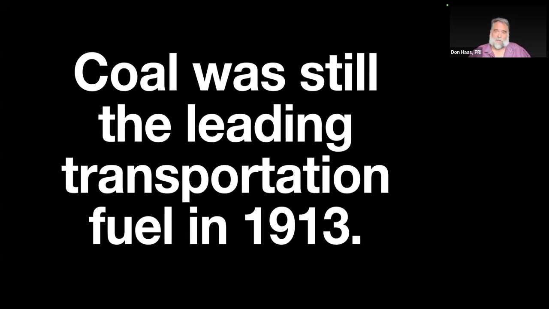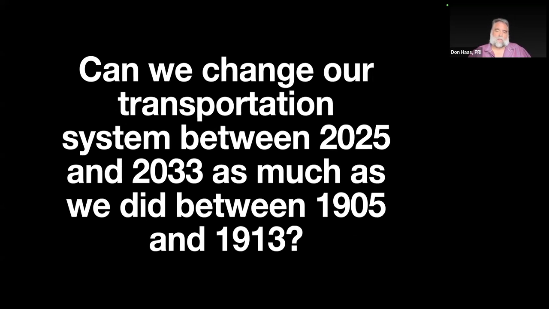And in 1913, coal was still the leading transportation fuel. It was used for trains and ships. So it was the biggest transportation fuel in 1913. And I am wondering, can we change our transportation system between 2025 and 2033? An 8-year difference, like the difference in those two pictures of Fifth Avenue, as much as we did between 1905 and 1913. And I'm hopeful that we can.